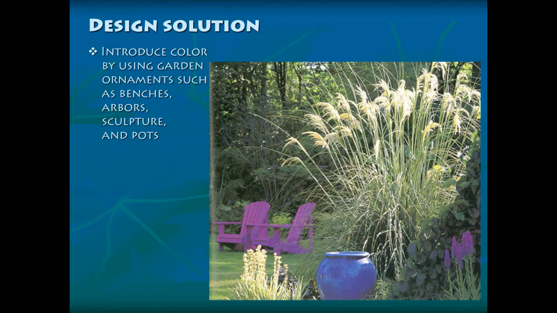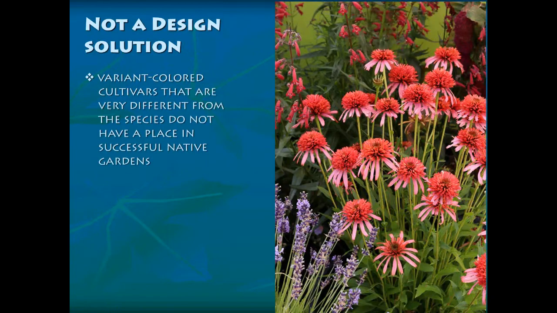You can introduce color once again by just using those garden ornaments. Look how wonderful this image is. And the only problem with it is that that grass is miscanthus, not a native. But if you replaced it with one of the very tall panicums, like Heavy Metal or one of those, it would be a wonderful native plant garden with those gorgeous colors. So not a design solution, once again, are these cultivars that are just very, very different from the species. These are not going to support your pollinators at all.